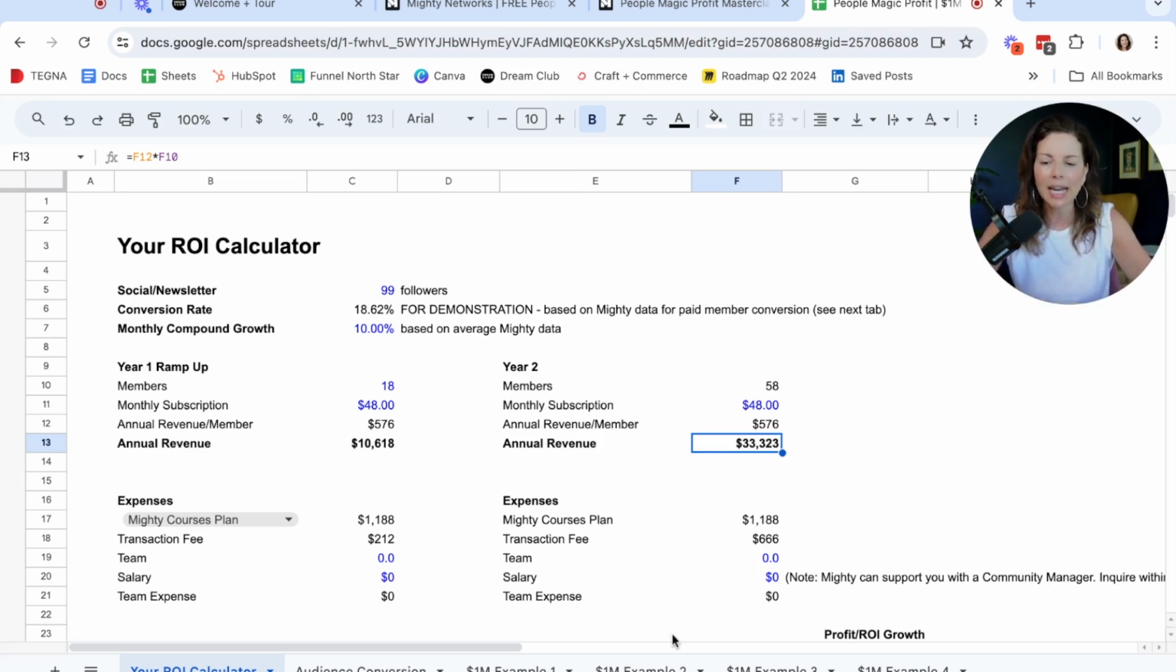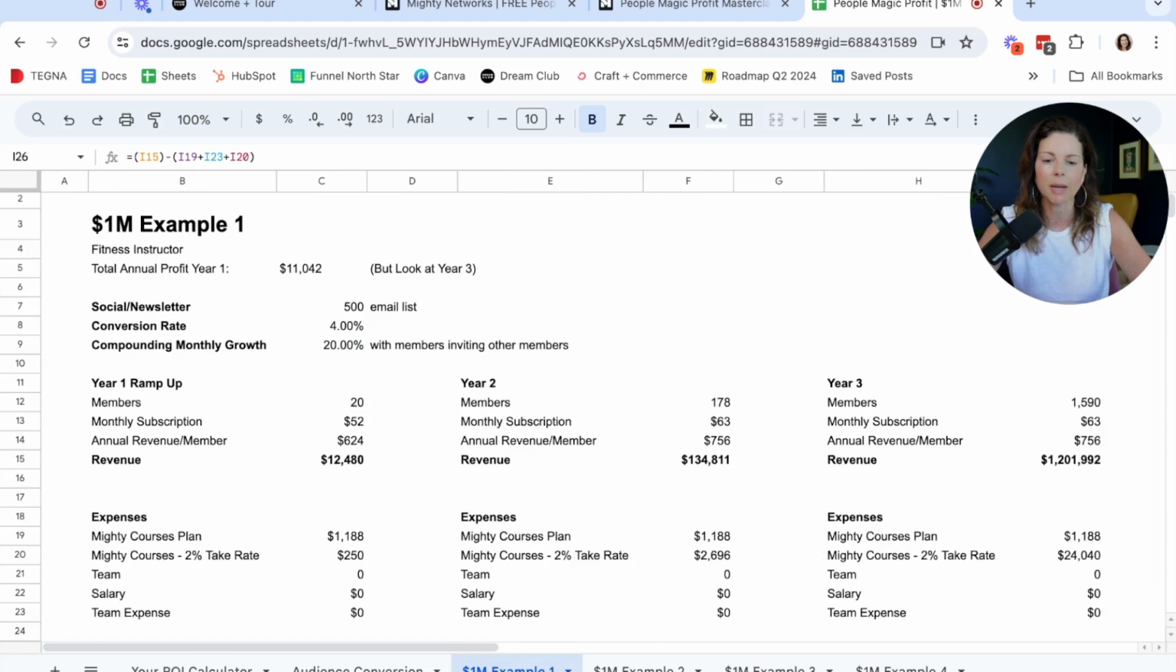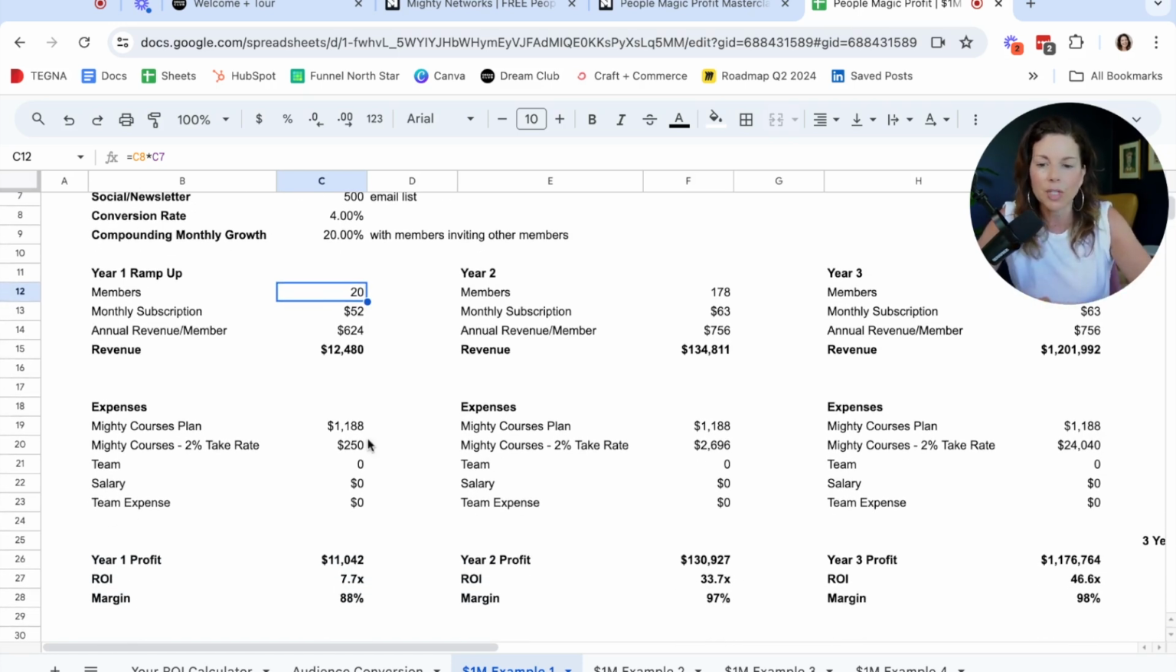But it wouldn't be an example of how to build a $1 million community without some actual examples. So I'm going to go ahead and hide this so I can actually see my examples. So there are 4 different examples of actual creators, what we call hosts on Mighty Networks, who have achieved a $1 million community. 4 examples, 4 different ways, 4 different starting points. But let me just show you one example in this video, which is a fitness instructor who started their first month with 20 members, paying them $52 a month or $624 a year for revenue of $12,000. And then they were on our courses plan, still are on our courses plan at $1,800 a month. I'm sorry, $1,800 a year.